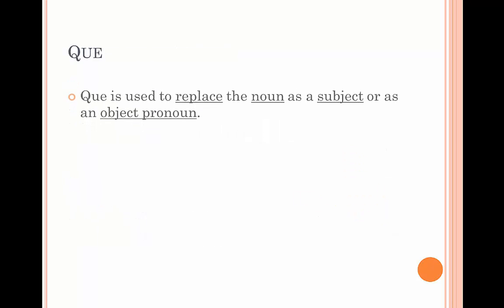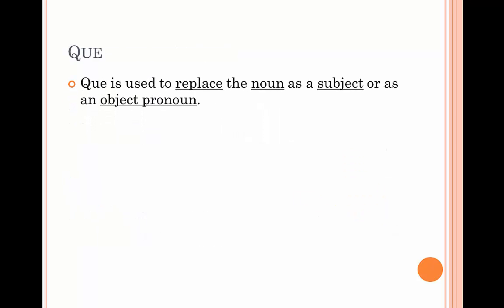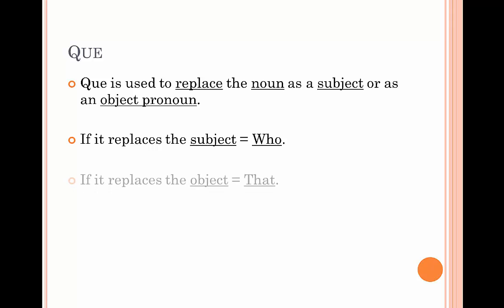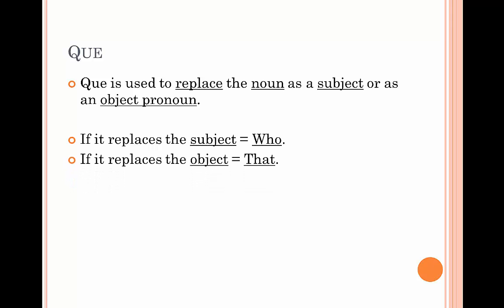Que. Que is used to replace the noun as a subject or as an object pronoun. So it replaces the subject and is who. If it replaces the object, it equals that. So let's have a look at an example. La mujer que me habló era amable. So here we have a sentence that means the woman that spoke to me was nice.